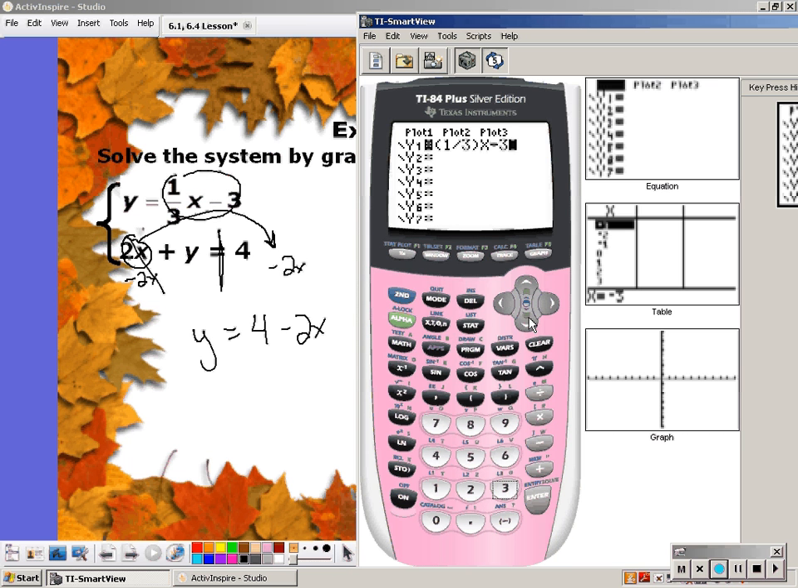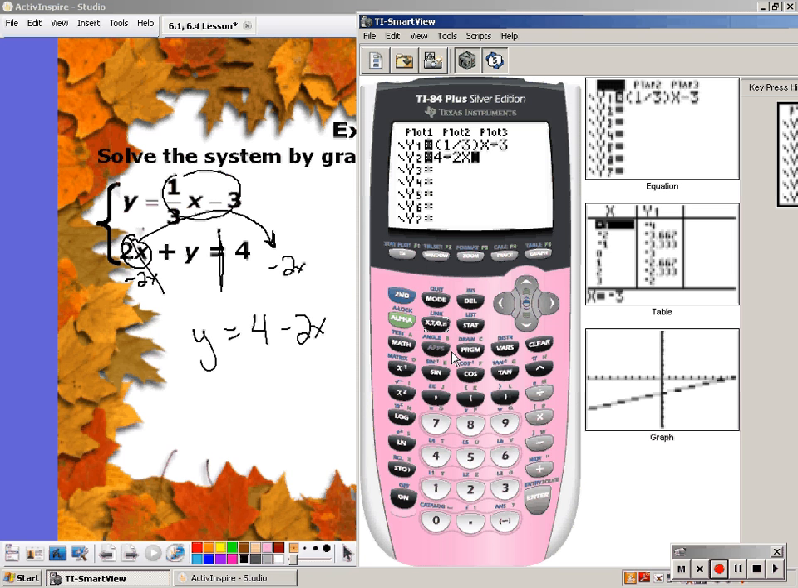Then you hit your bottom arrow, your down arrow, and now we can type in this equation, but we want to type it in this way, y equals 4 minus 2x. So they already have y equals written for us, so we just have to type in 4 minus 2, then hit your x button, x.